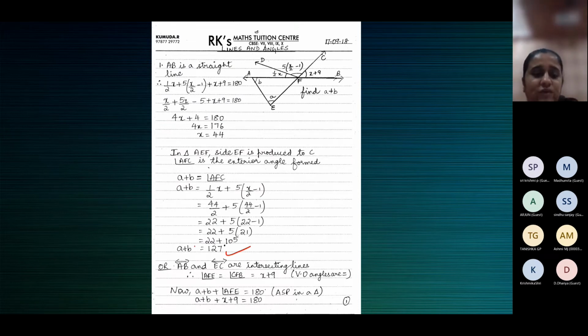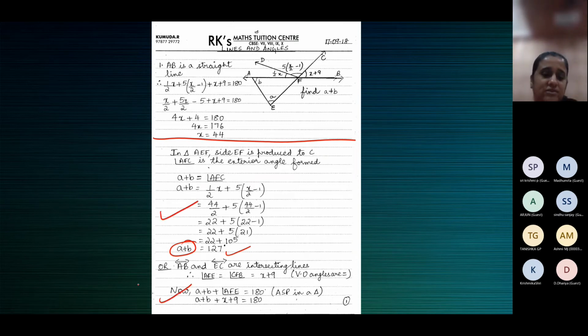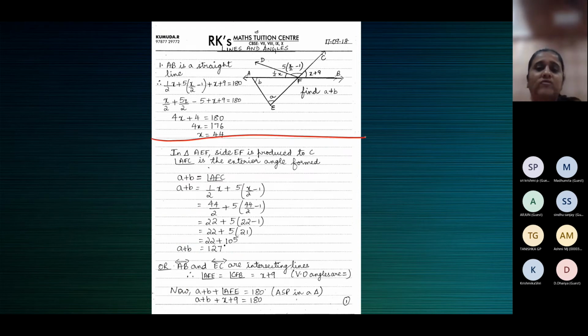Or see the other way of finding A plus B. This is one method. Till here it's common. Finding X you have to do. After finding X, you can find A plus B like this, or you can use the property of the angles on a straight line, vertically opposite angles.